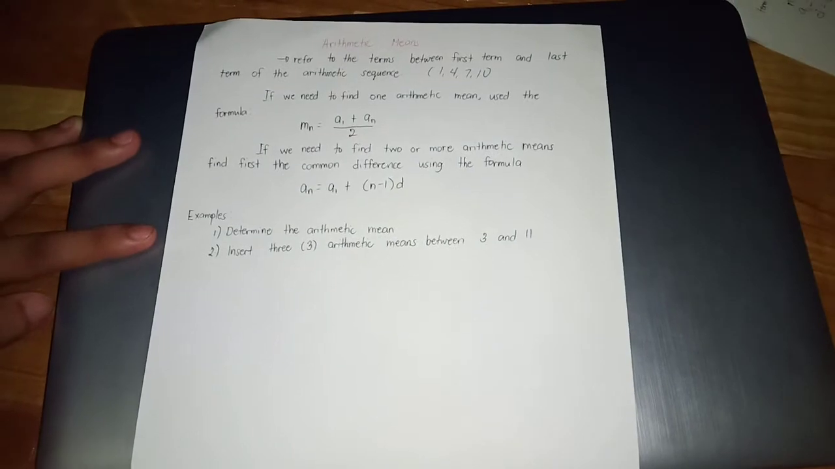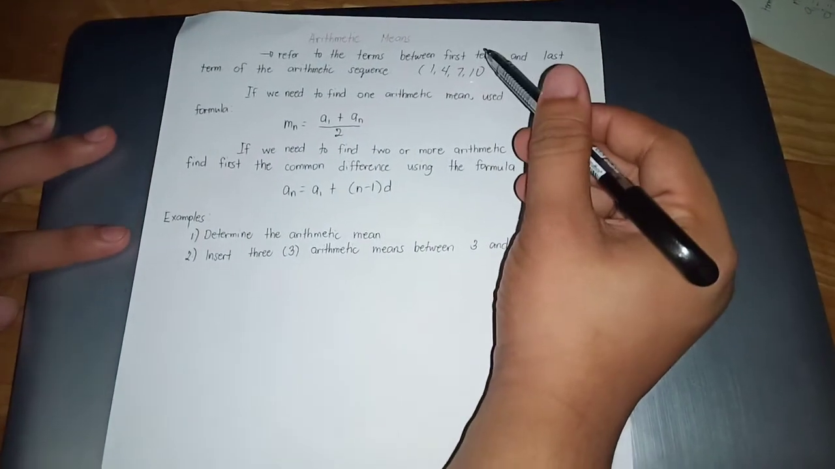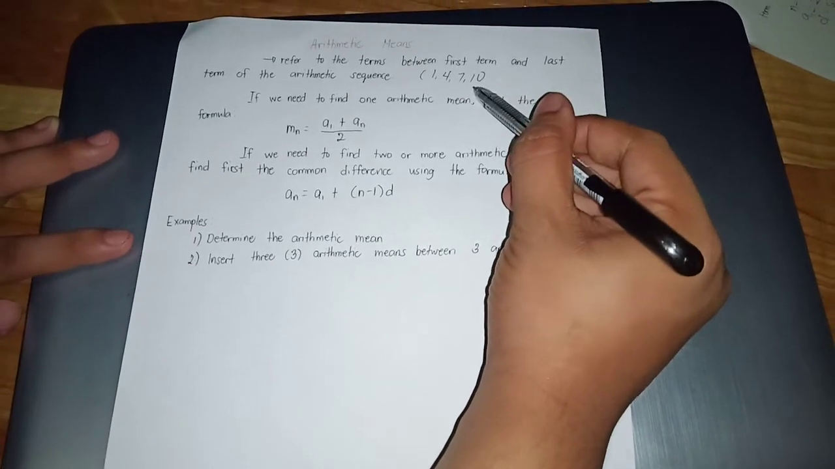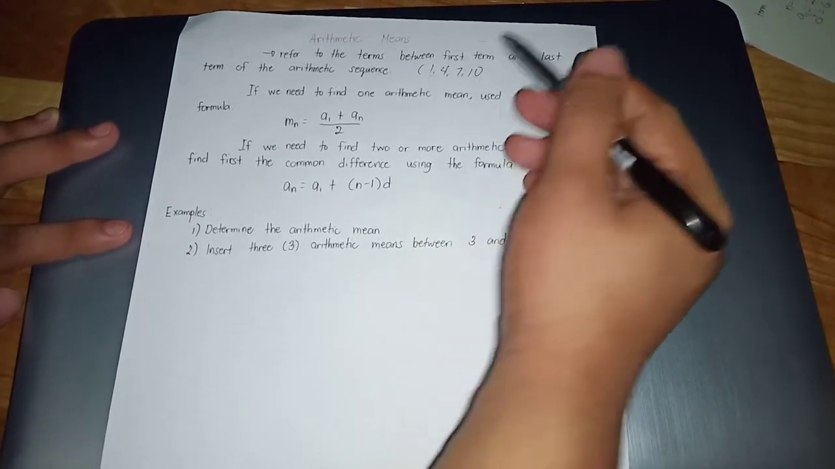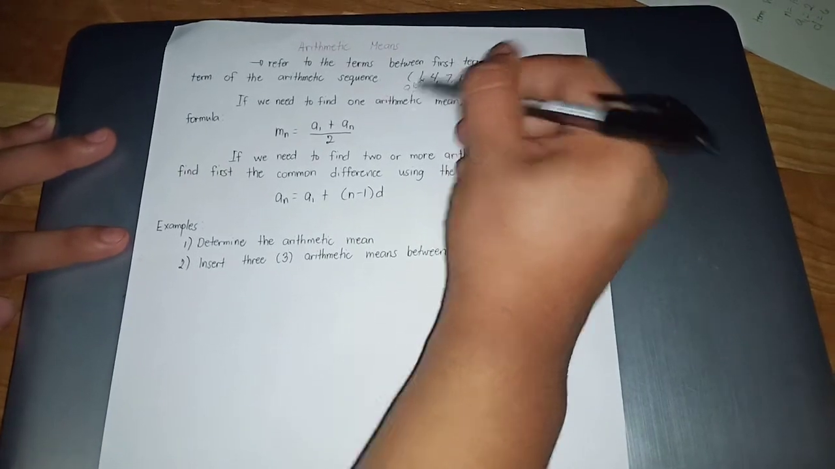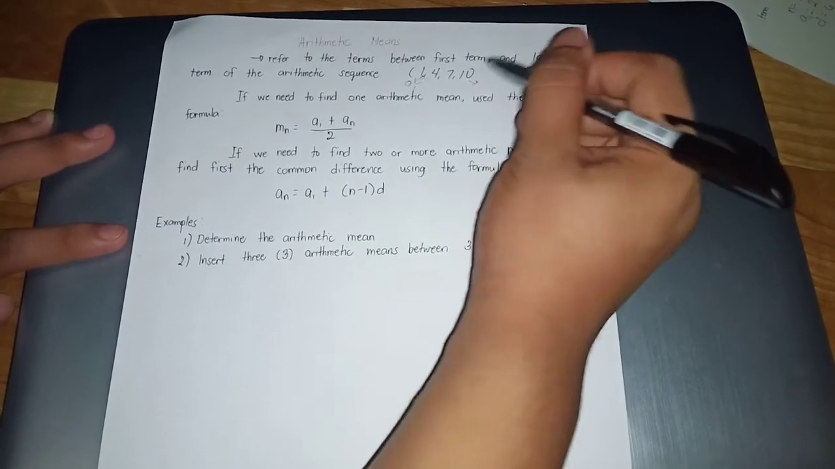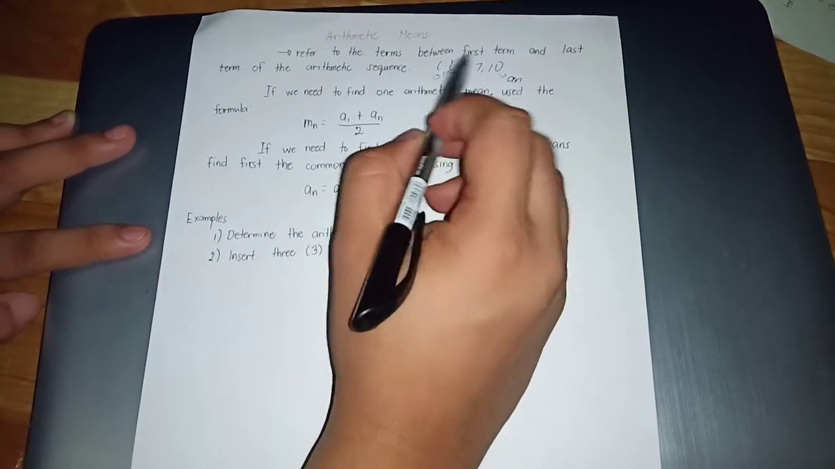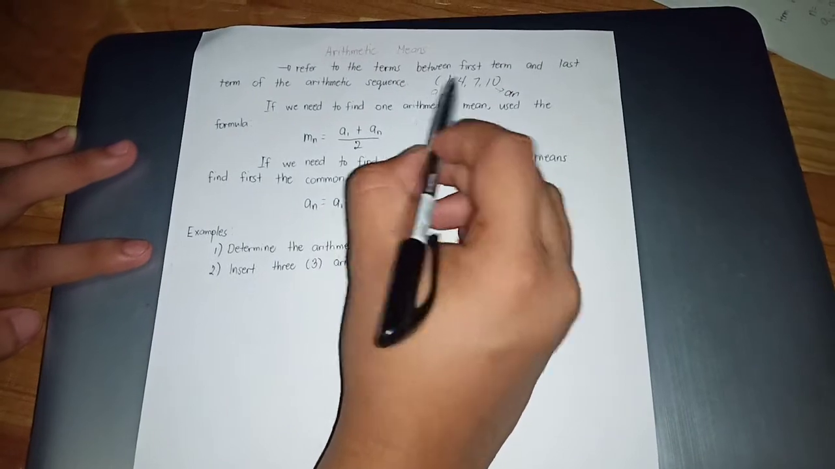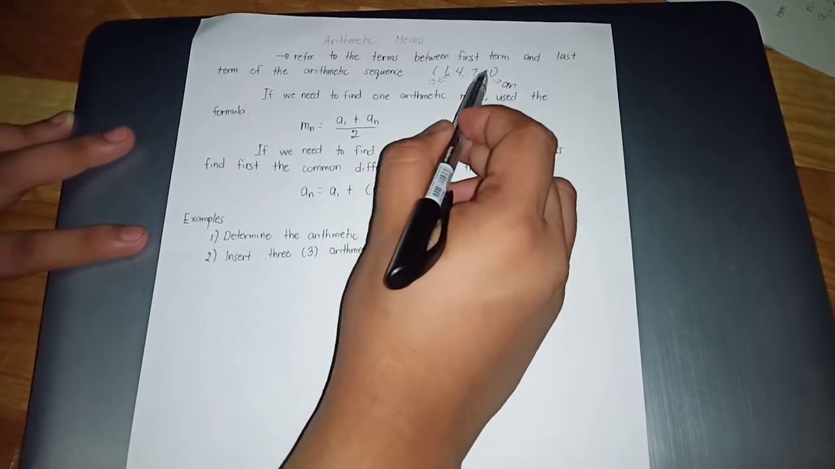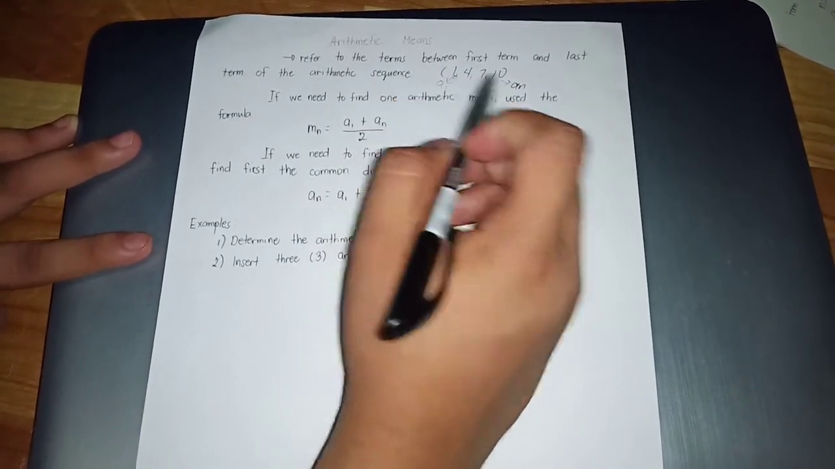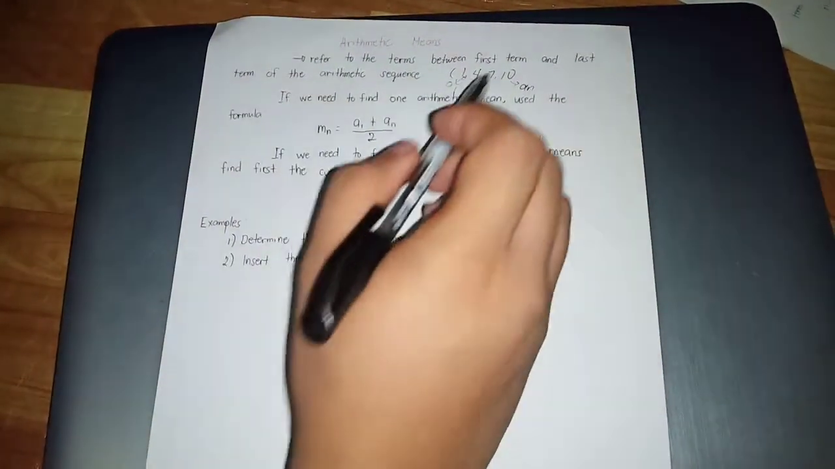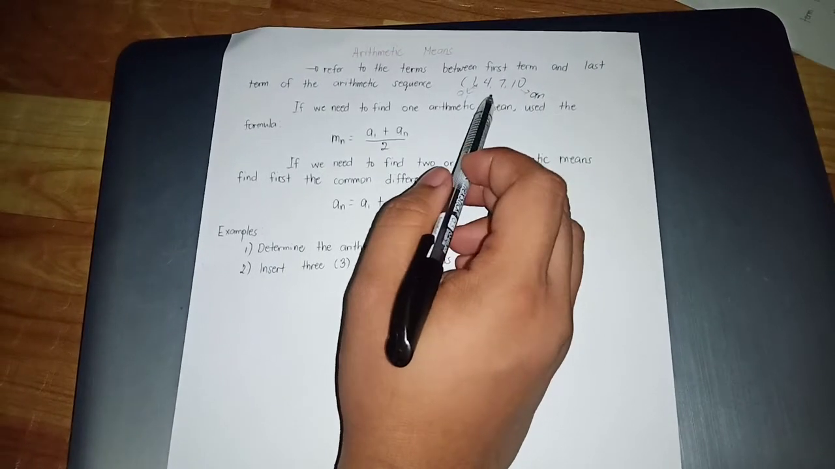So what are the terms that are between the first term and the last term? Ang first term natin is 1, ito yung magsisilbing first term, at itong 10 natin ang magsisilbing last term or a sub n. Kung ano yung mga numbers na pumapagitna sa ating first term at sa ating last term, iyon ang tinatawag nating arithmetic means. So, paano naman makukuha ang arithmetic means?